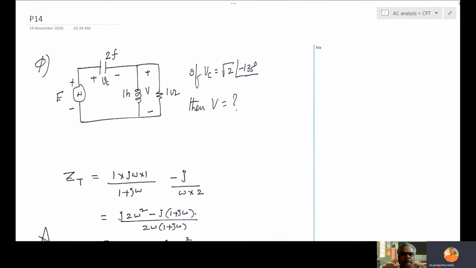Here is another problem. VC is the voltage across the capacitor. So VC is √2 angle minus 135, given. Then find V. This V is across the resistor and inductor. Across the resistor and inductor, this V. So VC is given, find V. And this E is also not given. VC given, find V. This is simple.